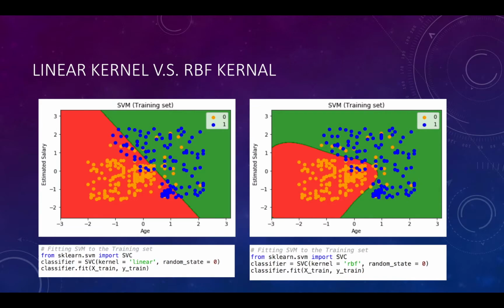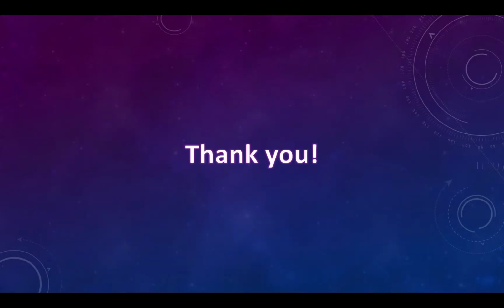For the SVM, if we use the RBF kernel, it will be different. It's shown in the right diagram in this picture. We can see that the boundary is not linear now. So for this data sample, it can classify those two classes better. I think you get the idea of how SVM works. Thank you.